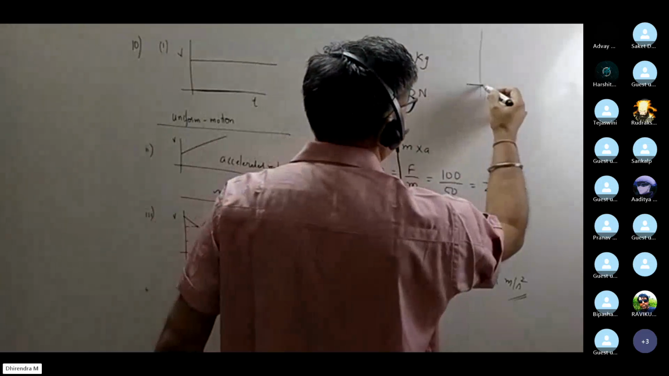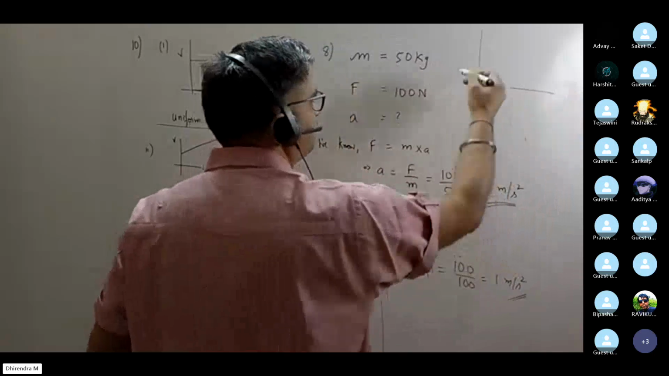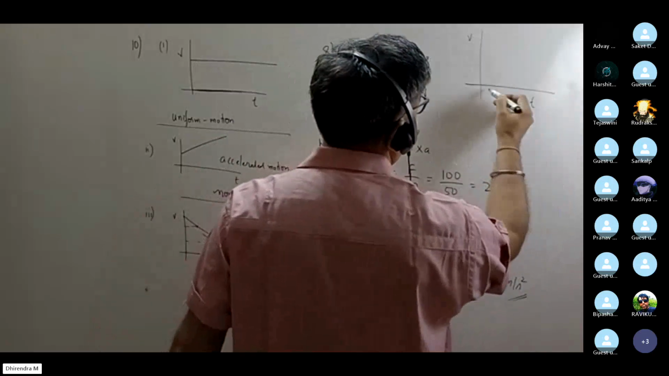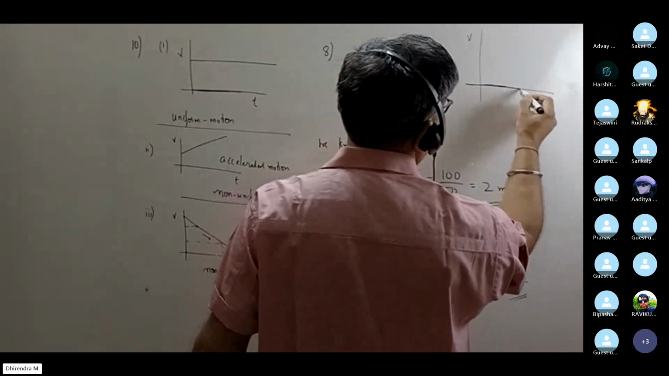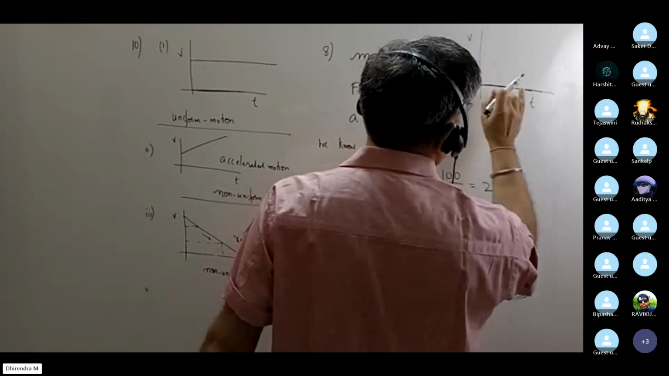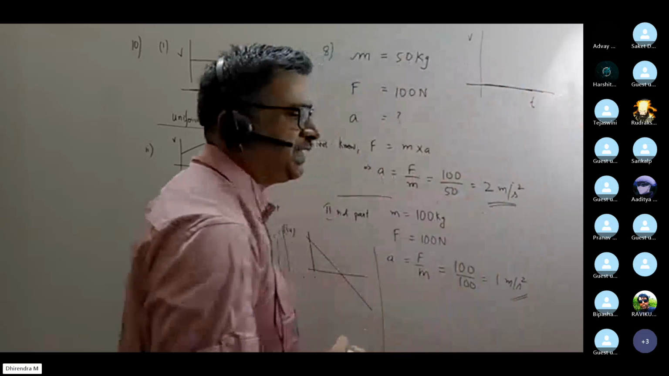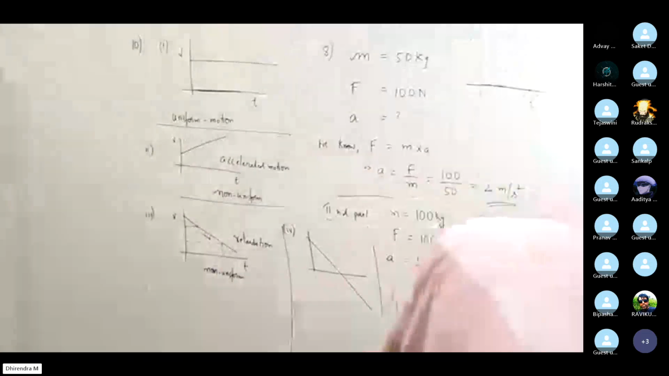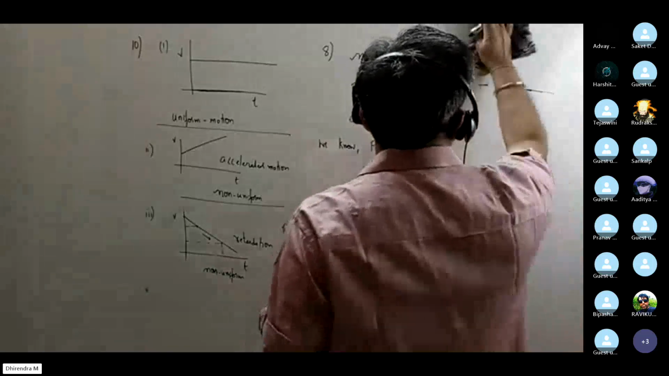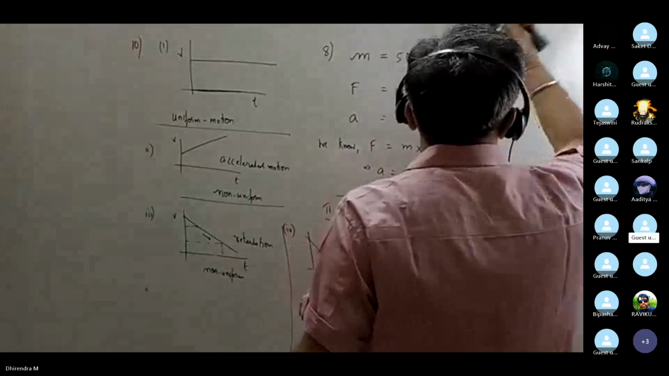Getting it, Subrat? Subrat's question, nice question: can we show a body at rest in a velocity-time graph? The motion is along this line. As time increases, the velocity is 0. So this is the velocity-time graph which shows a body at rest. Convinced, Subrat? Yes, sir.